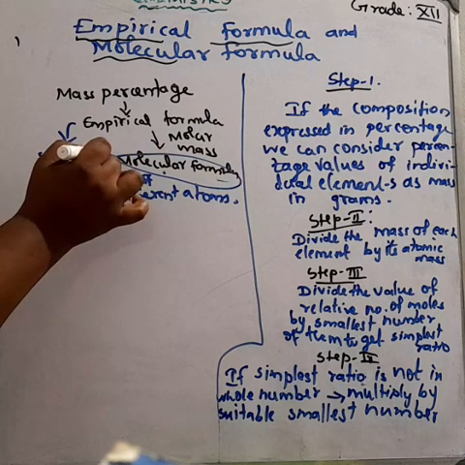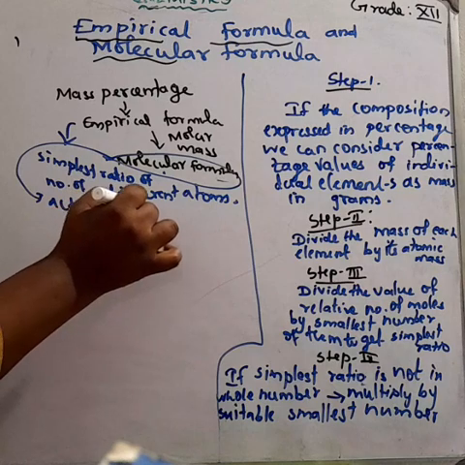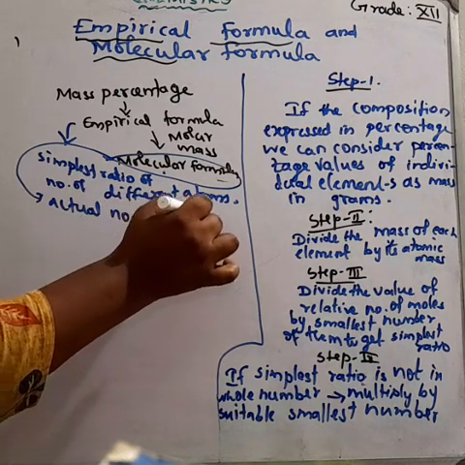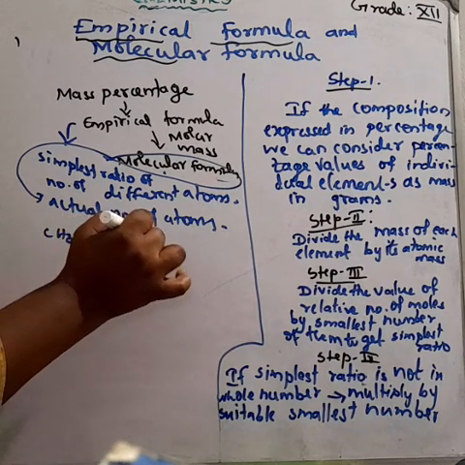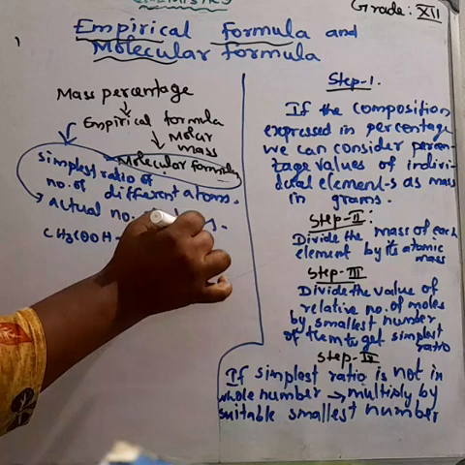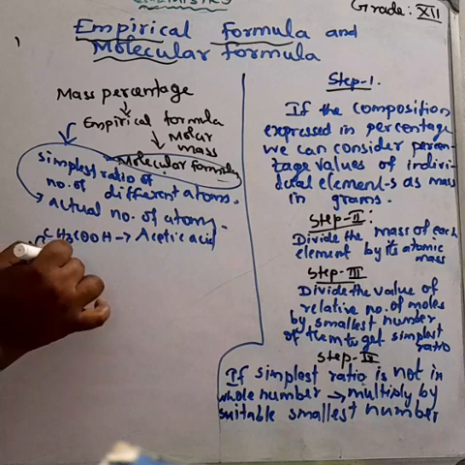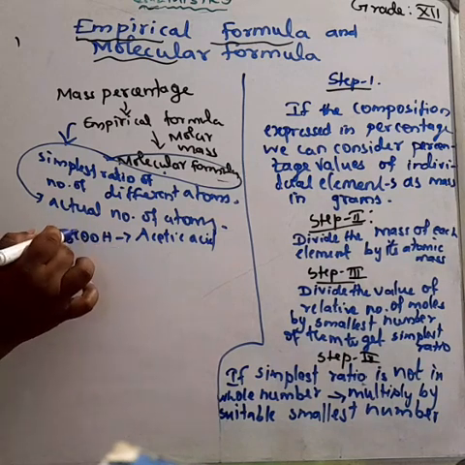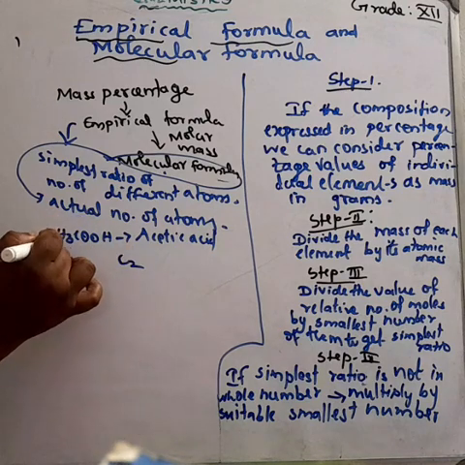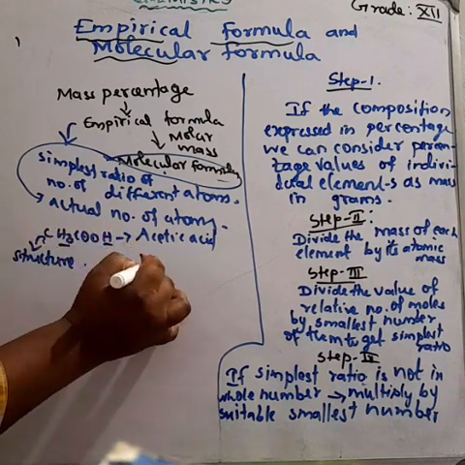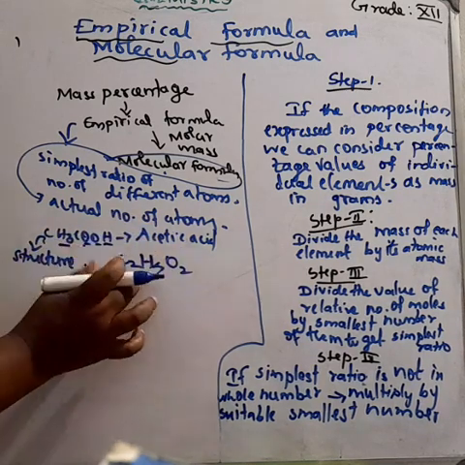Actual number of atoms. For example, acetic acid, what is the molecular formula? CH3COOH. This is the formula of acetic acid. The molecular formula we can write: how many carbon atoms are here? 2 carbon atoms, so C2. How many hydrogen atoms? 3 plus 1, 4. So C2H4. Oxygen 2, O2. So this is C2H4O2, the molecular formula of acetic acid.